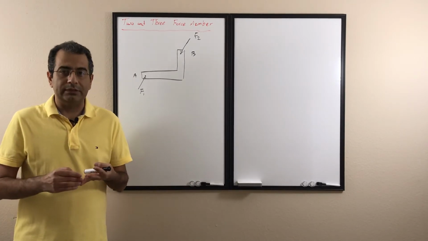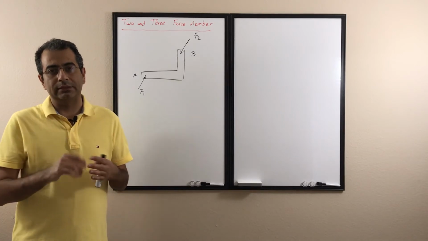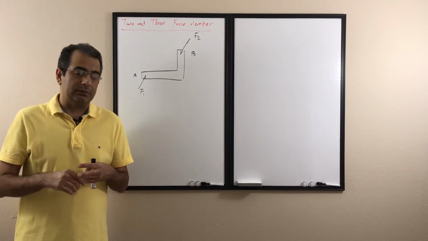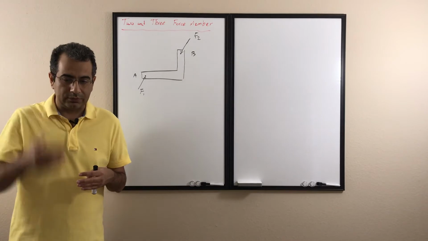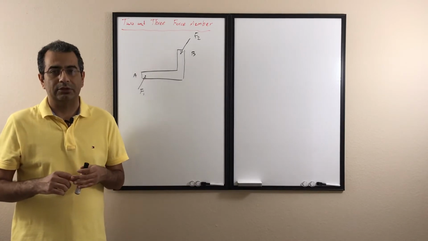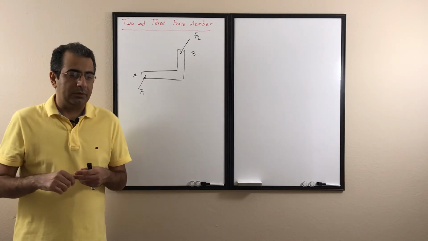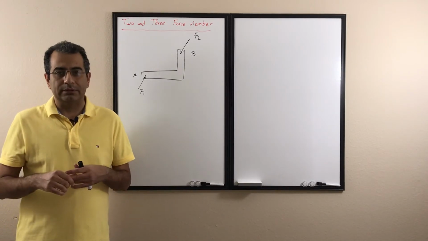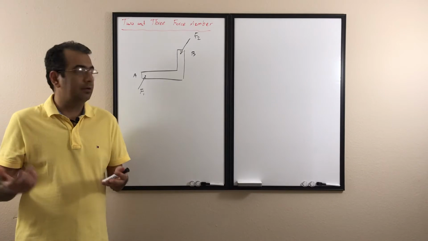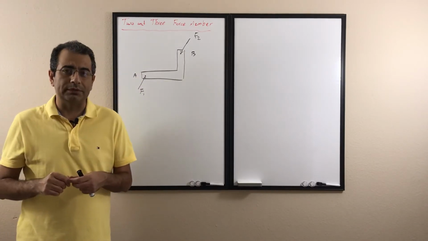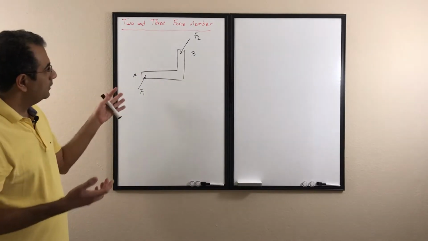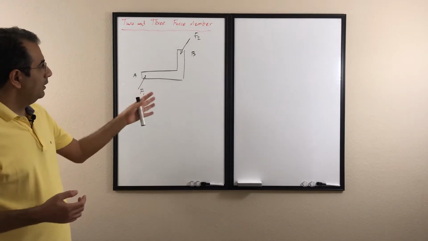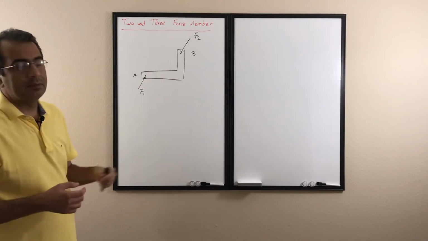The sigma Fx is 0, so all the forces in the x direction should cancel out each other. Sigma Fy should be 0, so all the forces in the y direction should cancel each other. And sigma M about any point should be 0. In other words, all the moments about any point in that problem should be 0. So let's look at how it's going to work out for this very simple element that we have here.